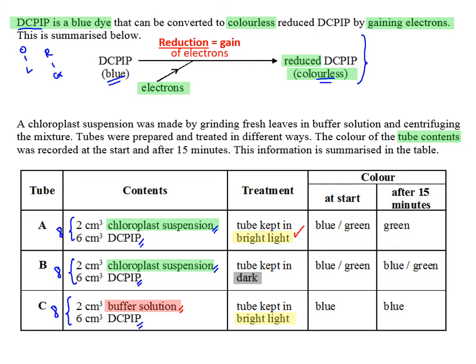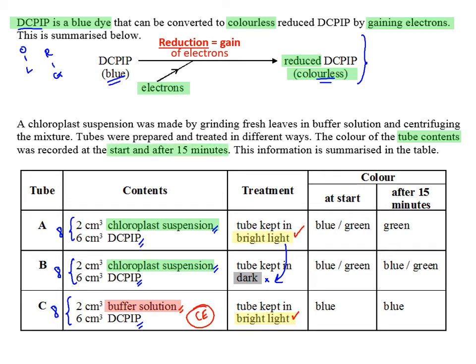Tube B is kept in the dark. So we know there's not going to be any light dependent stage, because that requires light, and if there's no light it can't occur. So here the accessory pigments and the primary pigment cannot absorb visible light. So that's the main difference between tube A and tube B. Now in tube C, we know there are no chloroplasts, and the tube is also placed in bright light here. That's our control experiment.